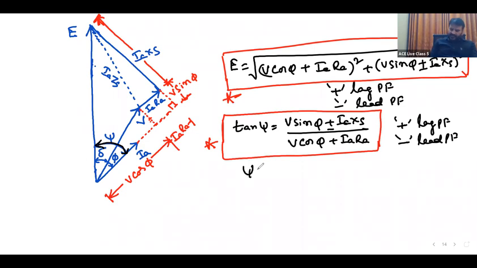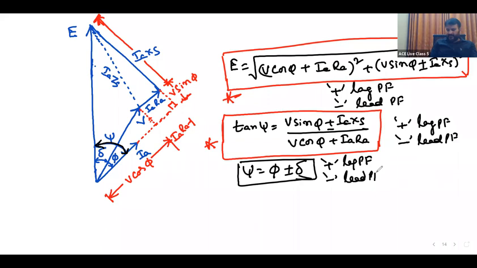And another relation, psi is equal to phi plus or minus delta. Plus for lagging power factor, minus for leading power factor. Okay.